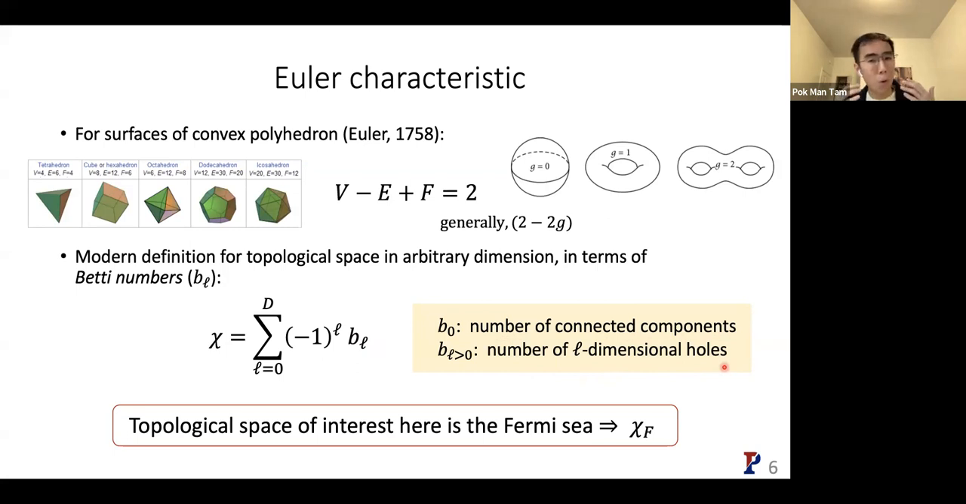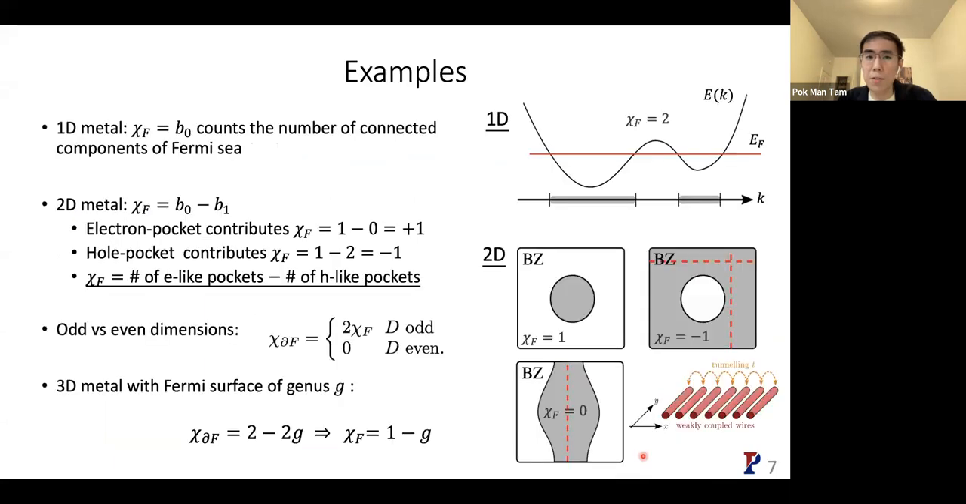But basically, for any topological space, one can generally associate an Euler characteristic to this space. And in this talk, the topological space that we're going to focus on is the Fermi sea, which is a manifold in momentum space defined by the occupied electrons in the metals. So we're going to probe this Euler characteristic that I'm going to denote as chi_F, and we hope to probe it. Let me give you some examples in various dimensions.